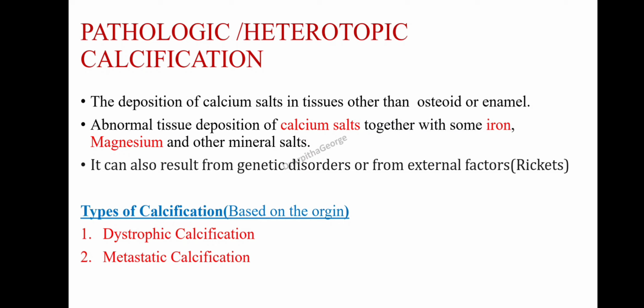Again, for both calcifications, the dystrophic and metastatic, the etiology and pathogenesis are different, but the morphology is almost the same. Morphology we can study together, but the etiology and pathogenesis are not the same. So dystrophic calcification, from the name itself you can understand, DD, you can see this calcification in dead tissue. Metastatic calcification, you can see in the normal tissue.